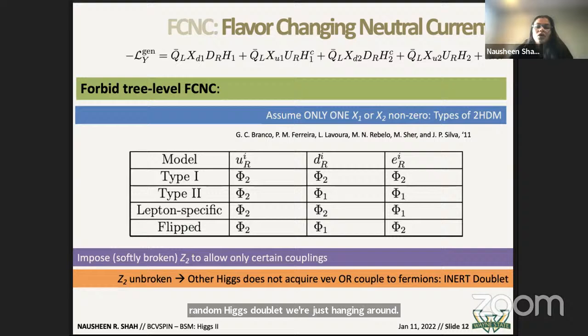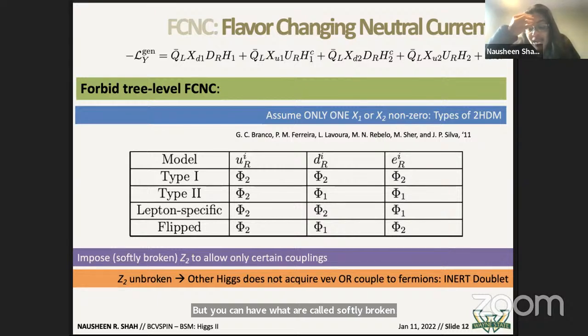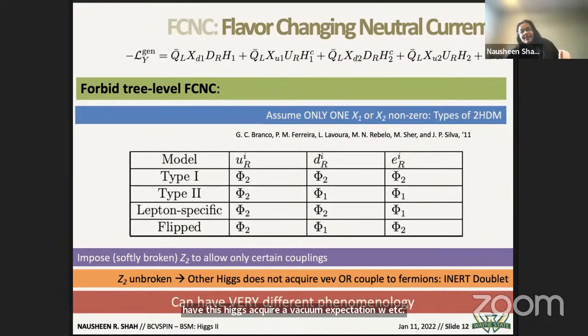But you can have what are called softly broken theories, in which basically the interactions all preserve the Z2 symmetry. So your interactions are governed by this, but you can in fact have this Higgs acquire a vacuum expectation value, etc. And the bottom line is that depending on which type of model you're in, you can have very, very different phenomenology.